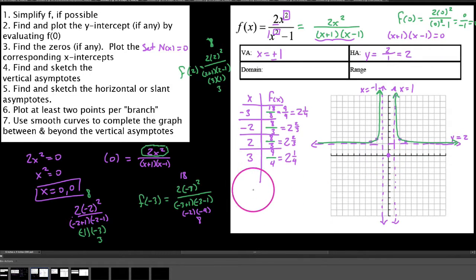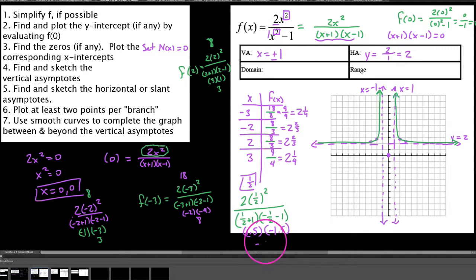What would our height be at a half? But what I want to see here is this. If we plug in a half, we get 2 times a half squared, and this is over 1/2 plus 1, 1/2 minus 1. What we get here is this. On top, we get a 4th times 2, which is itself a half there. And in the bottom, we get 1.5 times a -1.5, which is a negative 2.25. So 0.5 over -2.25. Essentially what I want you to see though is that you get a negative result.